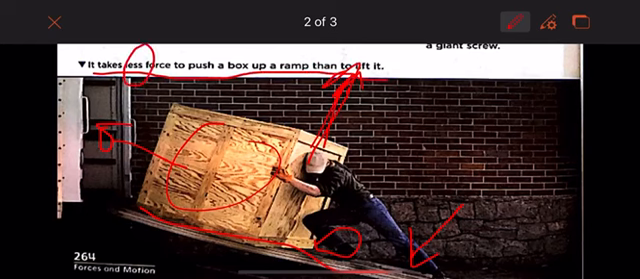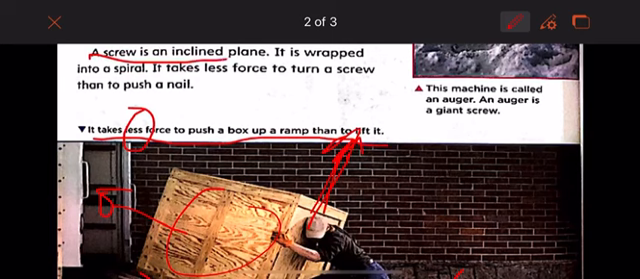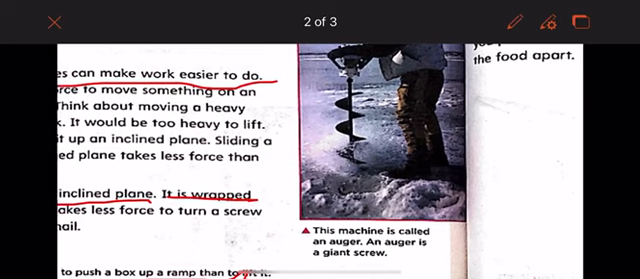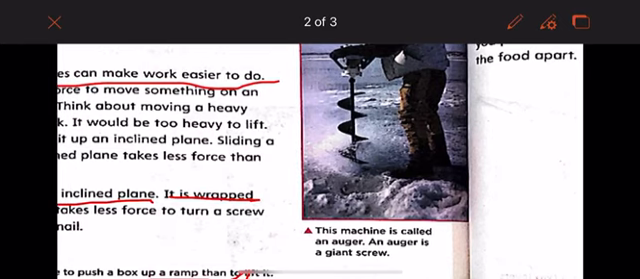Okay, here, let's move on. Screw. A screw is an inclined plane wrapped into a spiral. It takes less force to turn a screw than to push a nail, like in this picture. This machine is called an auger. An auger is a giant screw.